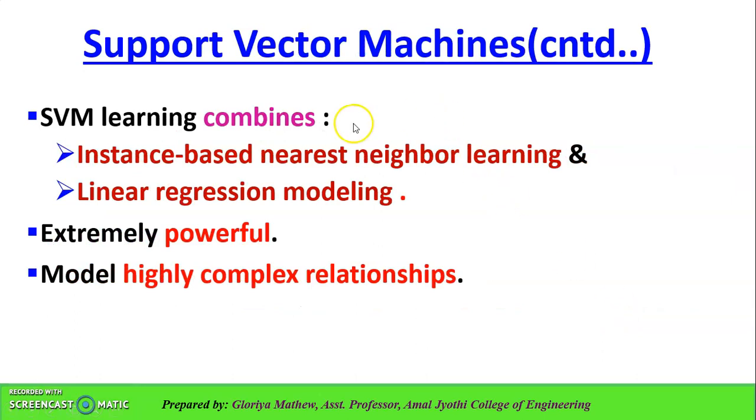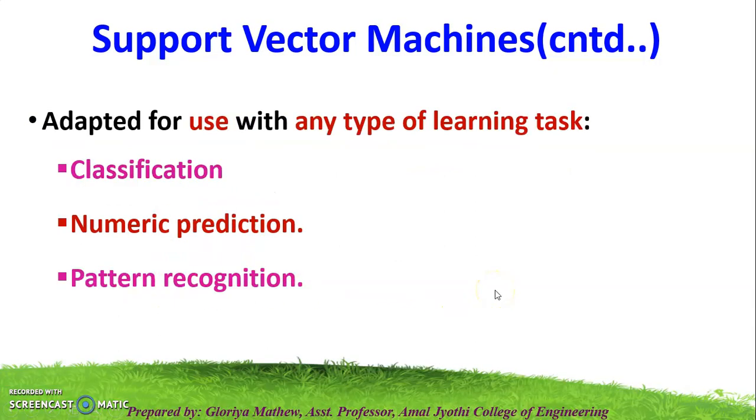SVM learning combines the instance-based nearest neighbor learning and the linear regression modeling approaches, which we discussed in the previous module. This combination is extremely powerful, and it can model highly complex relationships in real-world data. The support vector machine can be adapted for use with any type of learning task, such as classification, numeric prediction, pattern recognition, etc.